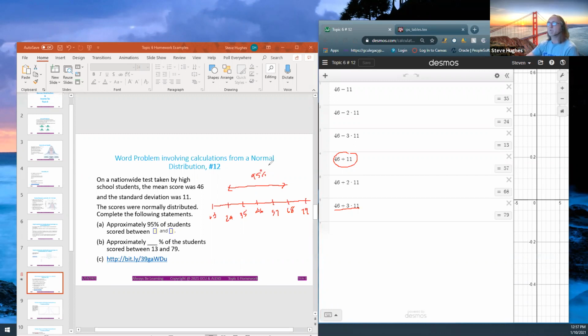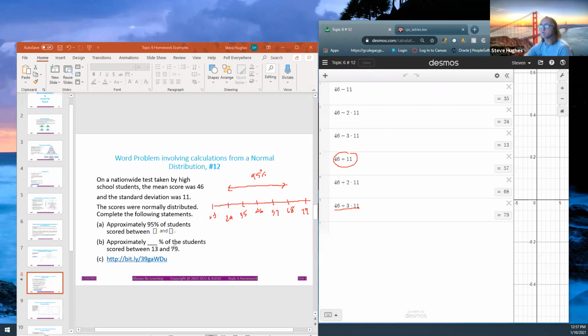All right, so we've answered the first question. The question was, approximately 95% of the students scored between what? Between 24 and 68. That's the answer to that question. All right, let's change the color up here so we don't get ourselves confused. Let's go to the next one.